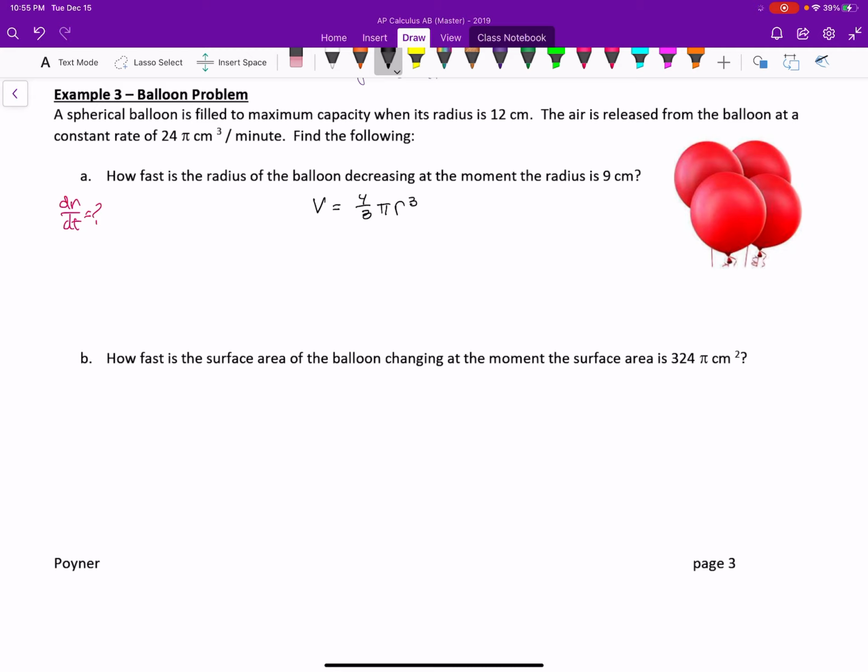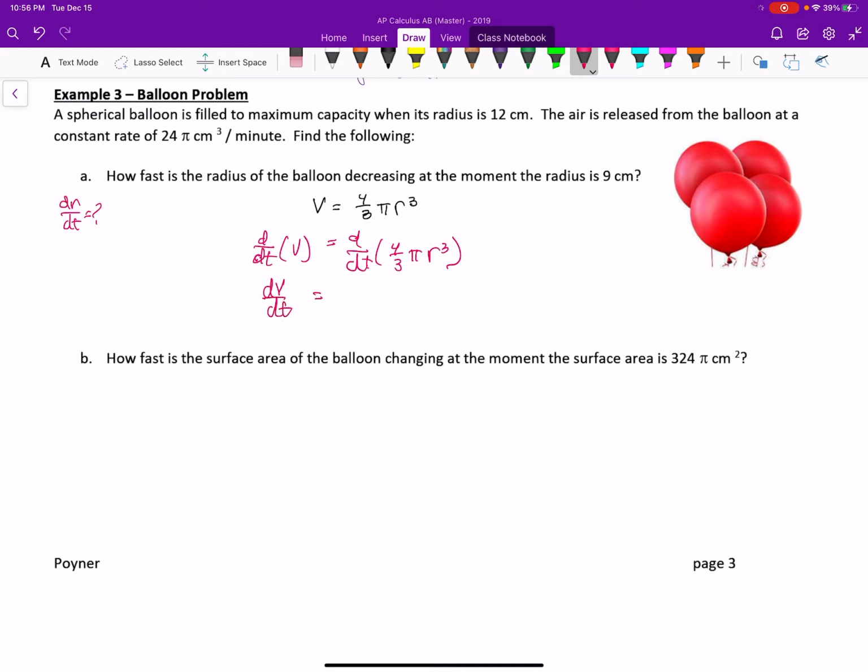For us then, I know I have to take the derivative with respect to time. So we're going to take d/dt of V on both sides, d/dt of 4/3 pi r cubed. And then remember, pi is not a variable, it's a constant, so it works just like any other constant or coefficient. On the left-hand side, I get dV/dt.